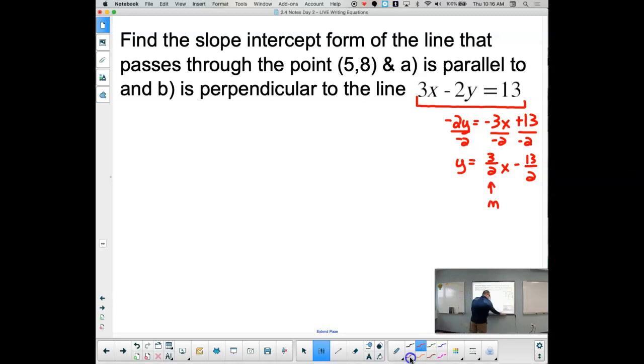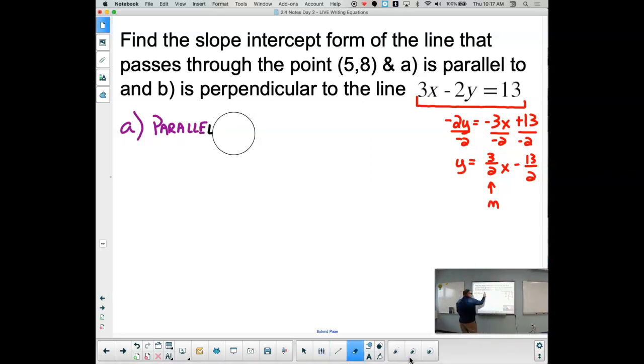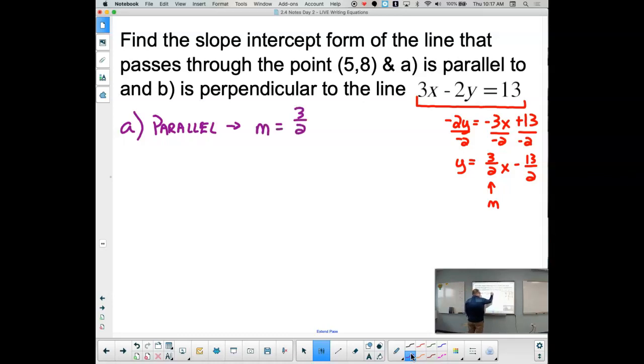So in part A, where I want to be parallel, whoa, why did it switch to green all of a sudden, or black all of a sudden? Must have gotten too close to the tray. So when I'm parallel, my slope would stay the same. So the slope that I'm going to use is 3 halves.